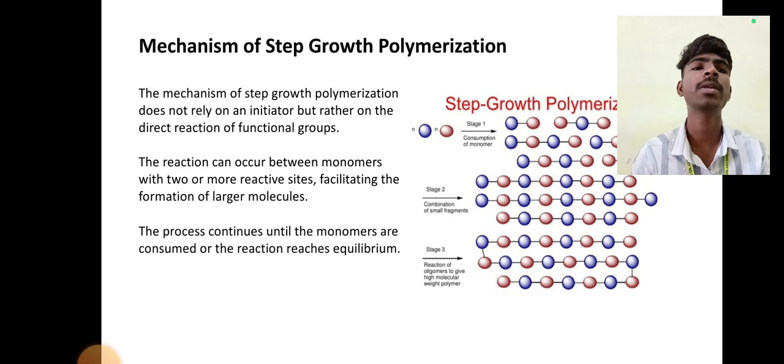Mechanism of step growth polymerization. The mechanism of step growth polymerization does not rely on an initiator but rather on the direct reaction of functional groups. The reaction can occur between monomers with two or more reactive sites, facilitating the formation of large molecules. The process continues until the monomers are consumed or the reaction reaches equilibrium.